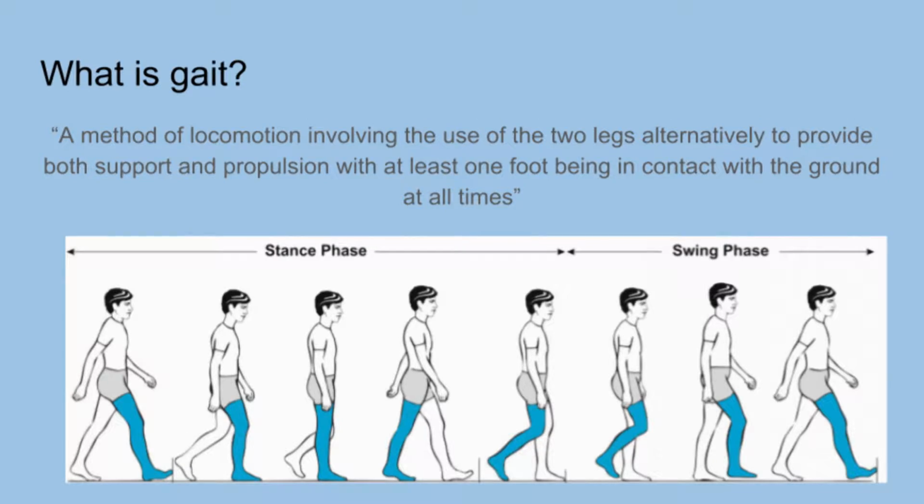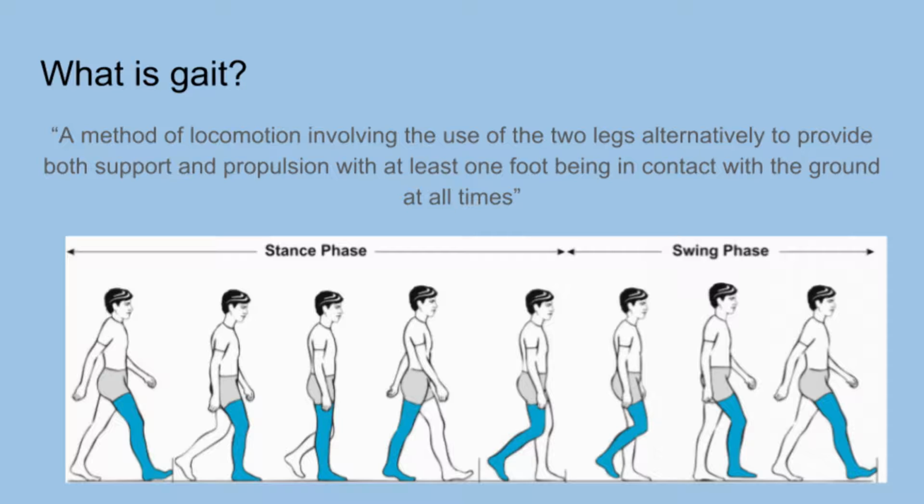What is gait? Gait is typically defined as a method of locomotion involving the use of the two legs alternatively to provide both support and propulsion, with at least one foot being in contact with the ground at all times. But this basically just means walking.